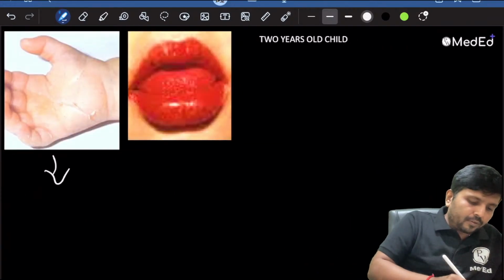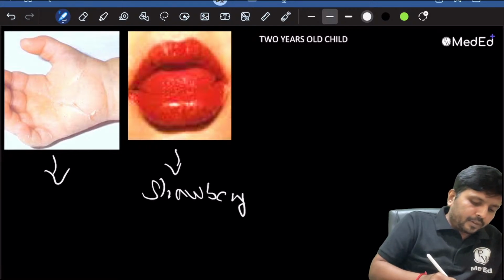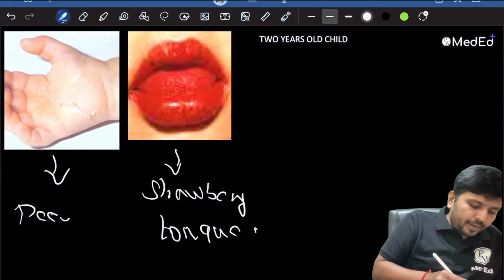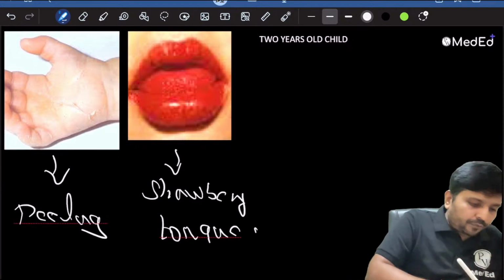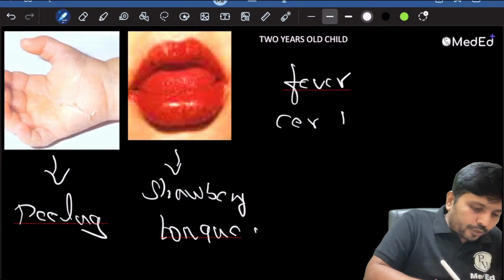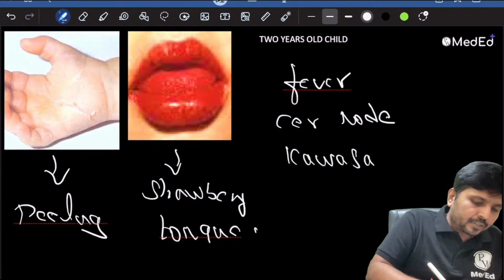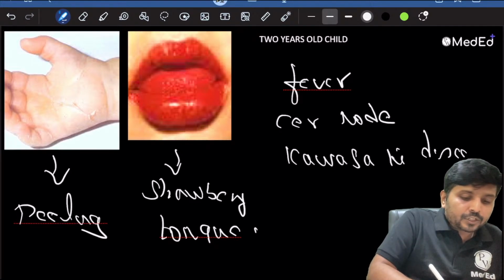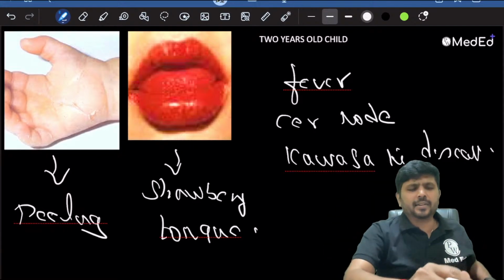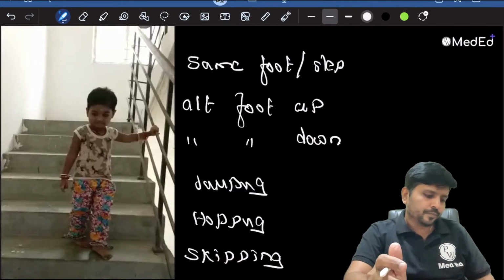Whenever you have strawberry tongue and skin peeling, along with fever and cervical node, it is always Kawasaki disease. Remember, whenever strawberry tongue is given along with peeling of skin, it is Kawasaki disease unless otherwise proved.